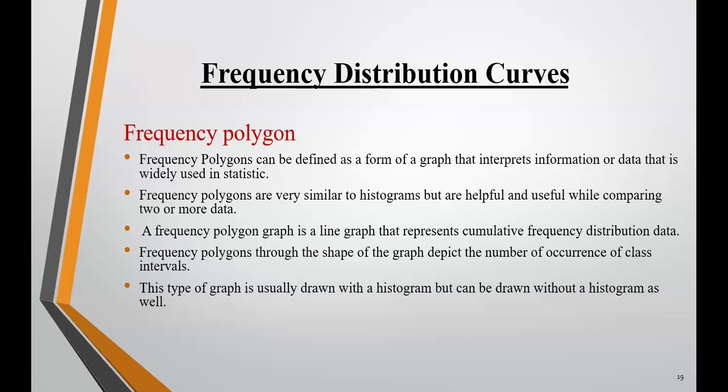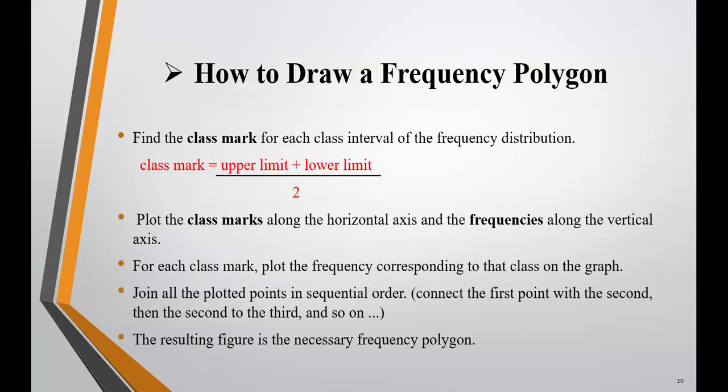So here the main focus goes to the frequency polygon. A frequency polygon is a special kind of line graph which graphically portrays a frequency distribution. This graph is usually drawn with a histogram, but it can be drawn without a histogram also. These are the steps to draw the polygon. To draw a frequency polygon, a dot is placed above the midpoint of each class interval.